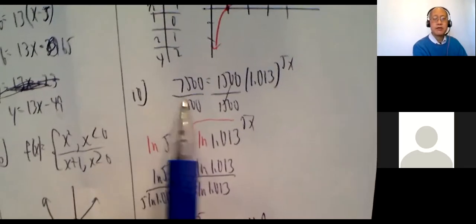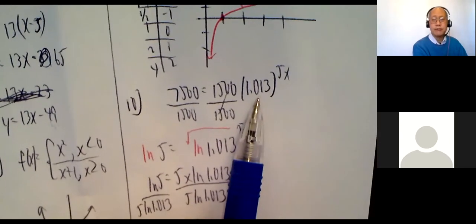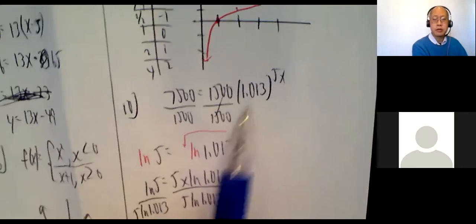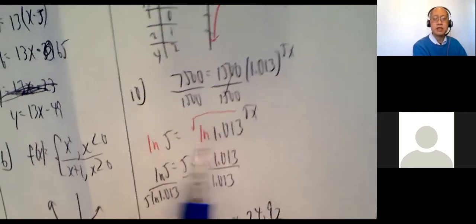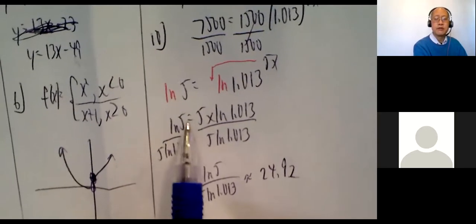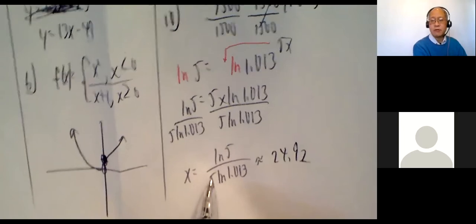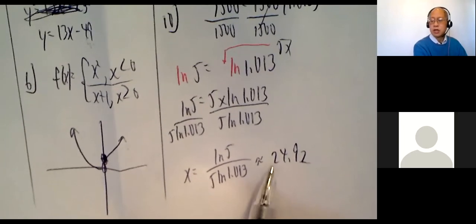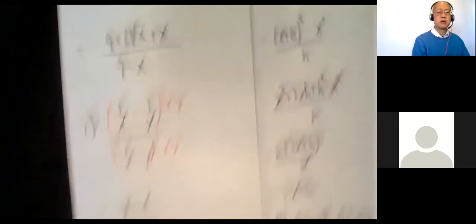Number 10, 7,500 equals 1,500 times 1.013 to the 5x. That was to set you up for the financial math in chapter 2. Divide by 1,500. 5 equals 1.013 to the 5x. Take the natural log of both sides. 5x comes down. ln 5 is 5x ln 1.013. Divide by 5 ln 1.013. X is ln 5 divided by ln 1.013, 24.92.